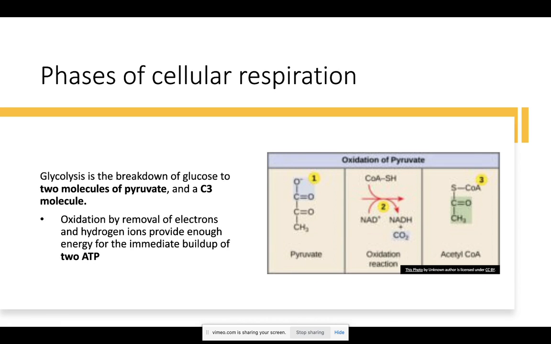I want you to know the products of glycolysis. Glycolysis is going to yield two molecules of pyruvate, a C3 molecule, in order to produce 2 ATP. 2 ATP. That is the amount of energy produced within glycolysis. So as you can see here, overall we typically produce 36 to 38 ATP, and glycolysis is only responsible for a minor portion of this, only two molecules of ATP.